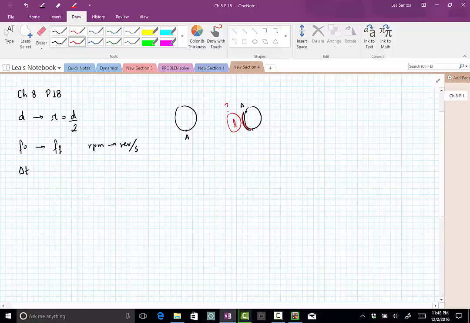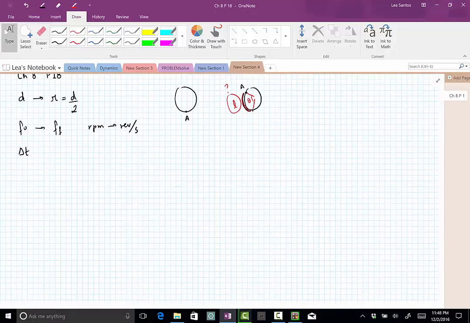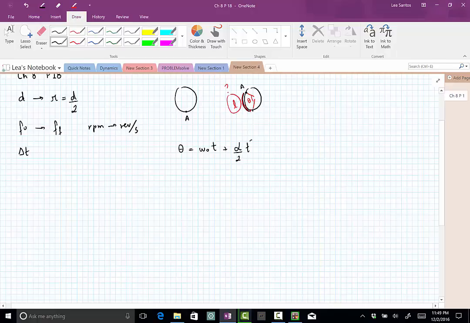To find this arc that the point on the edge has traveled, a good approach is to find the angle that it has traveled, this angle here. With this angle, I can find the arc. To find the angle, I'm going to use this equation. This is a motion with uniform acceleration, so the angle theta is the initial angular velocity multiplied by the time, plus the angular acceleration divided by 2 multiplied by the time squared.